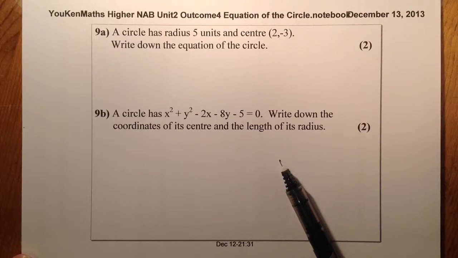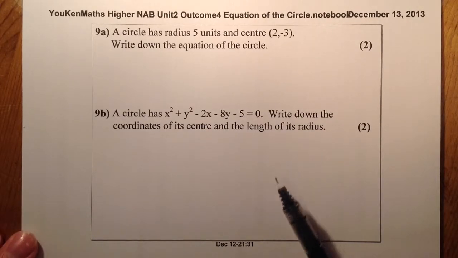This is Higher NAB, Unit 2, Outcome 4, and it's the equation of the circle outcome. We've got 3 questions to answer here, and the questions are out of a total of 12 marks, and you need 8 marks to pass the NAB. Let's go ahead with the question here.